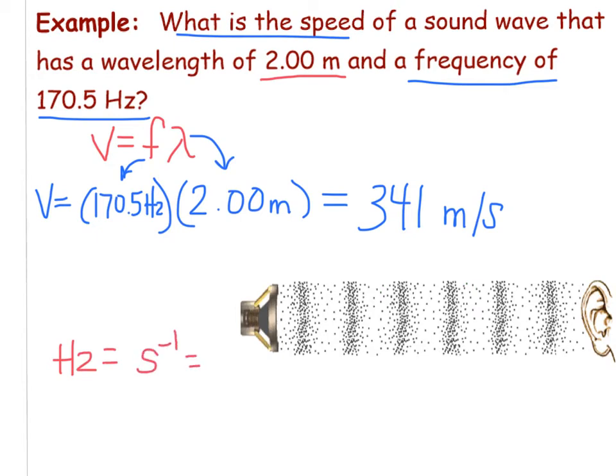If you'll recall, a hertz is just a second to the -1, or 1 over s. It's an inverse second. It's a per second unit. So when we look at our units here, we know we have meters per second. And that is how fast this sound wave is traveling.